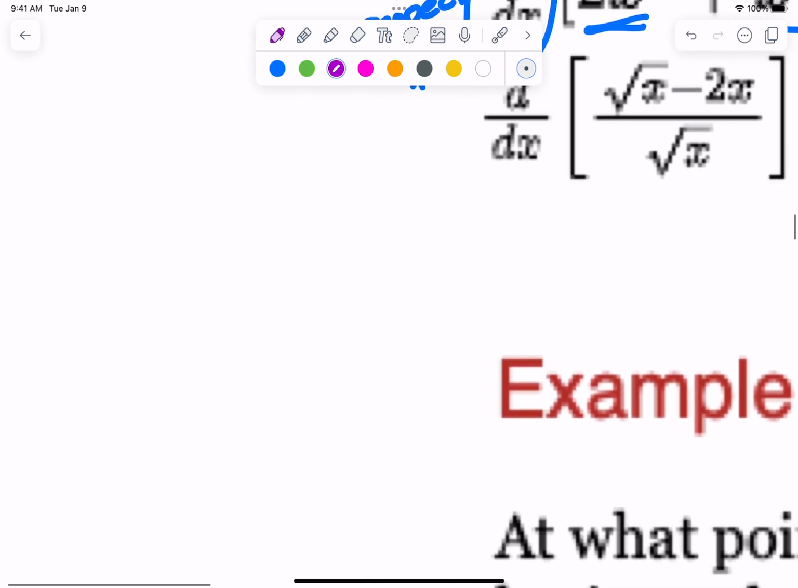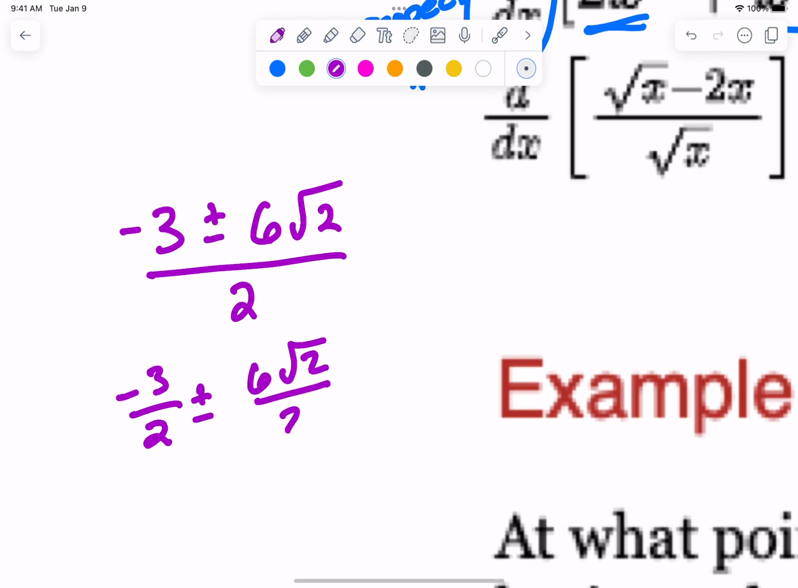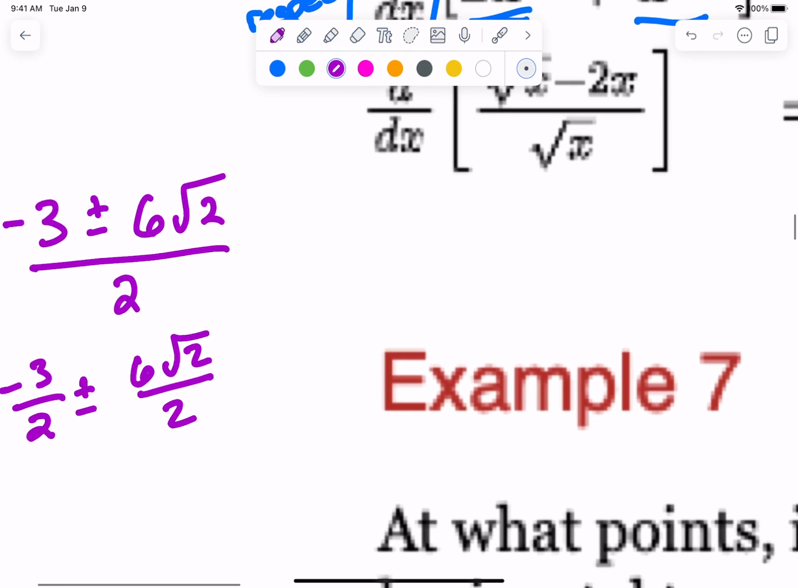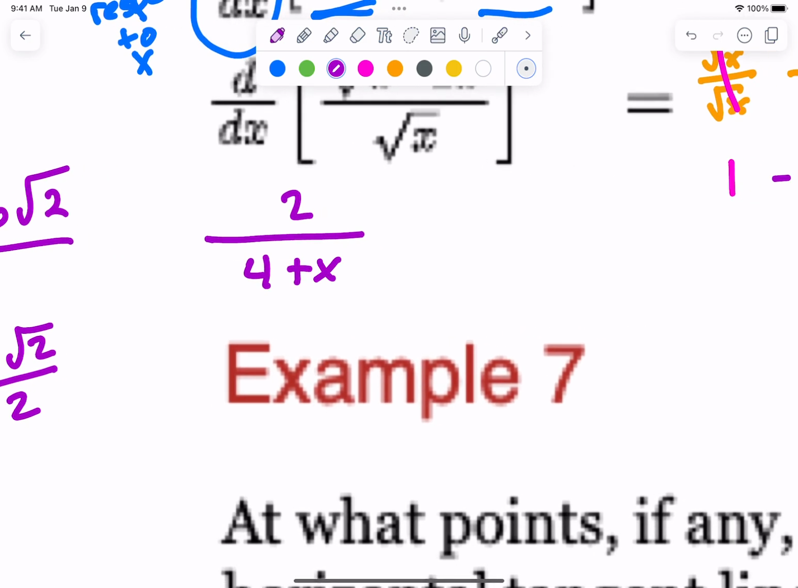Like in the quadratic formula, we have negative b plus minus the square root of, I'm just making these numbers up, all over 2, right? This is like negative 3 over 2 plus minus 6 square roots of 2 over 2. I can separate them into 2 pieces. What I cannot do is if I have 4 plus x and then 2. I can't make this 1/2 plus 2 over x. That doesn't work. You can separate them if they're on the top, but not on the bottom.